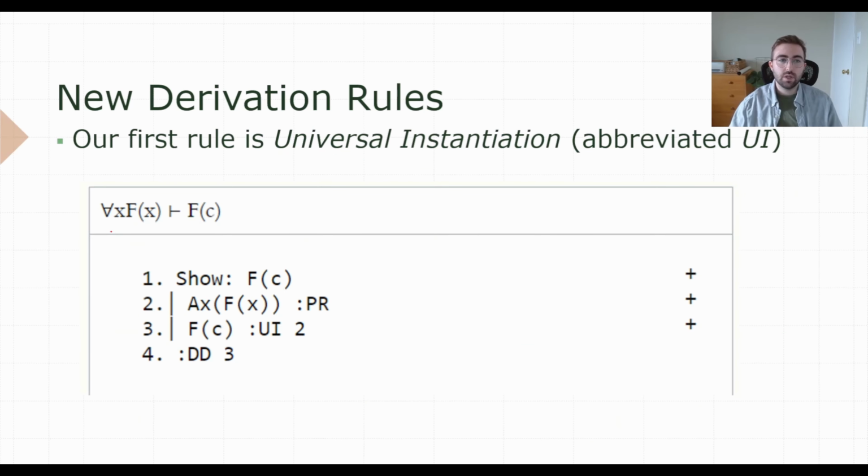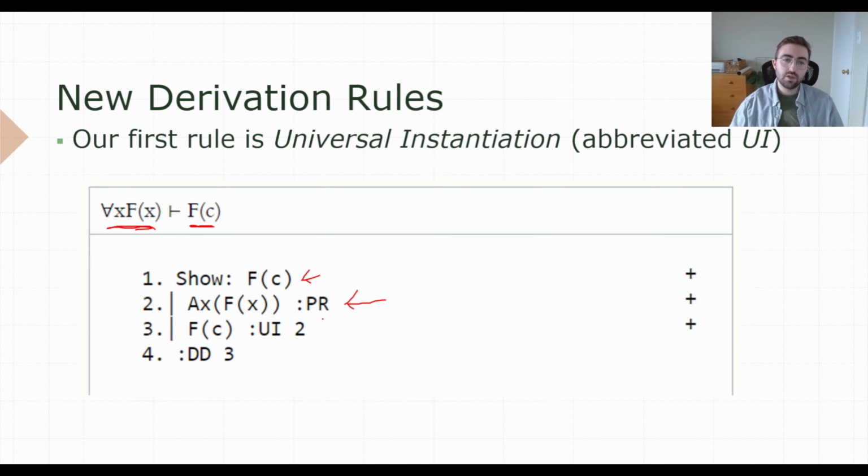And this is what it will look like in our derivation system. After we talk about one more rule, I will do some examples, but here's one instance. So we're trying to show that c is f, whatever c is. And we already know as a premise that all x's are f, or anything is f. So as usual, we write our show line. We're trying to show that c is f. That's line 1. Then we, of course, list our premise: all x's are f. For anything, it's f.